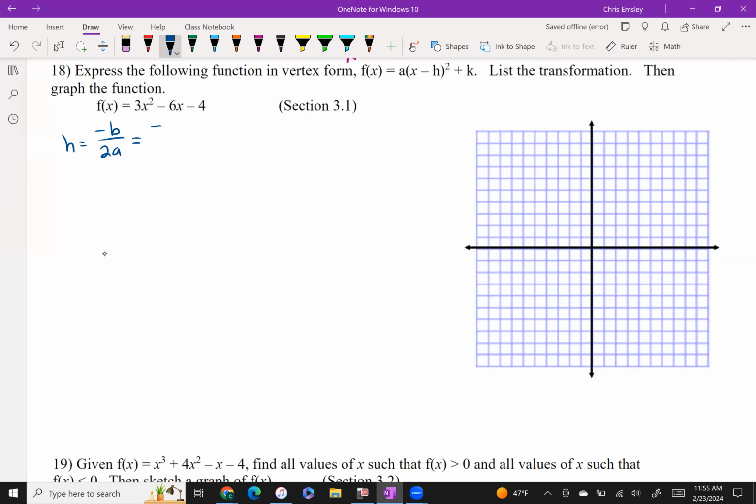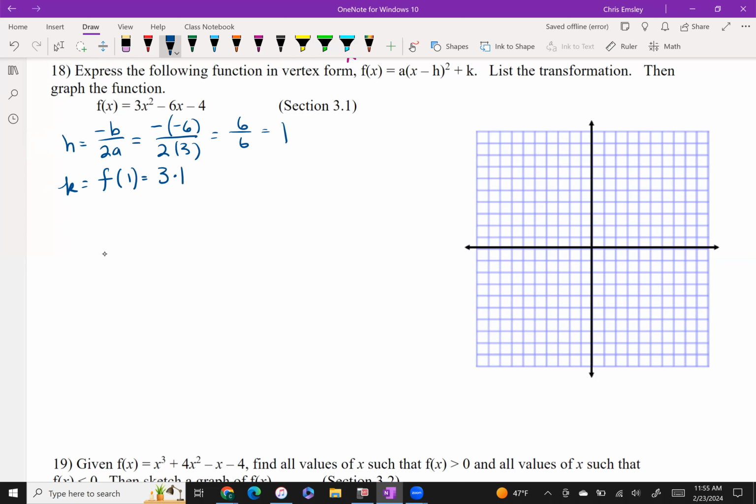For this problem, b is negative 6, and a is 3. Those two negatives knock each other out. We get 6 over 6, or 1. k is what we use to represent the y value of our vertex, and we find that by taking the answer we just got and plugging it into the function.